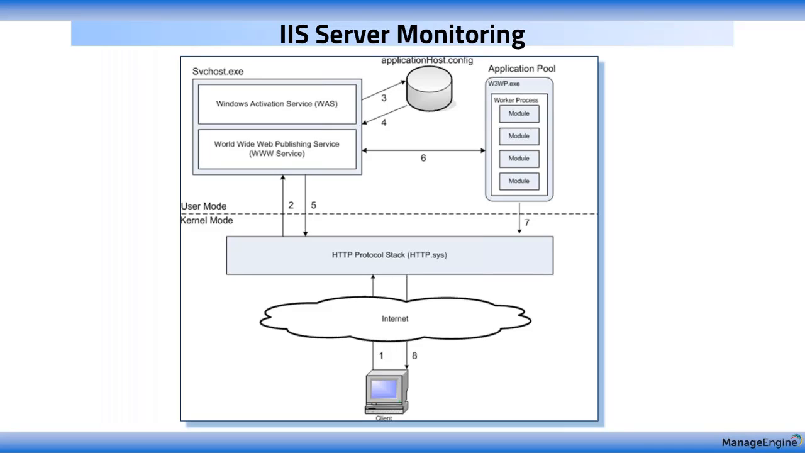So it is crucial to monitor the application pools and worker processes, which actually handle your request. Let's see how you can discover your IIS server using Applications Manager.